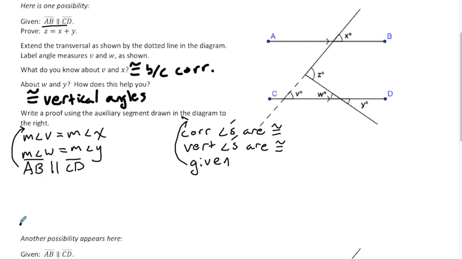Can someone tell me my conclusion at the very bottom? My therefore? Anna? Yeah, and you have to be a little bit more formal about it. You can either say the angle of z is congruent to the, well, I guess you can't do a plus, so you have to do the measures. The measure of angle Z is equal to the measure of angle X plus the measure of angle Y. There it is. Thank you.